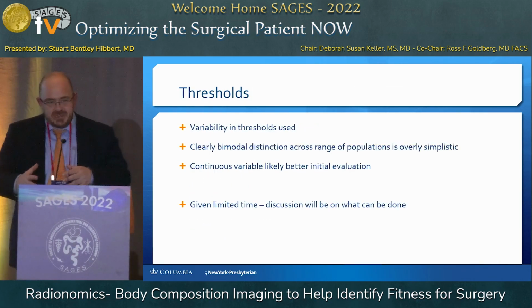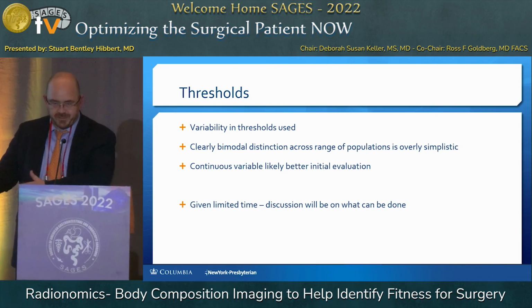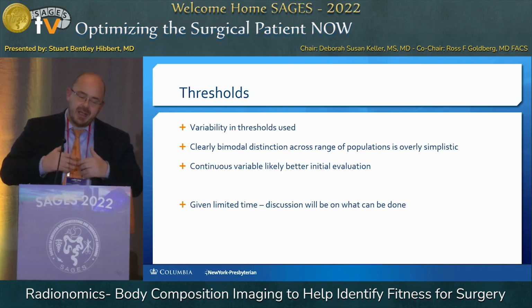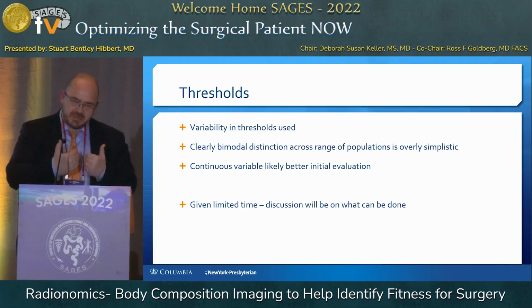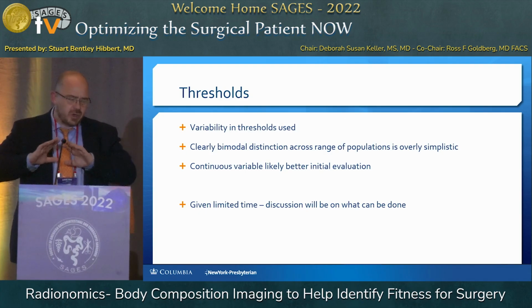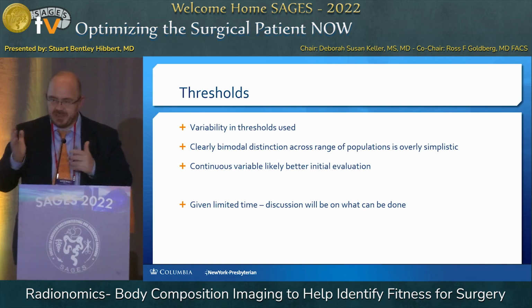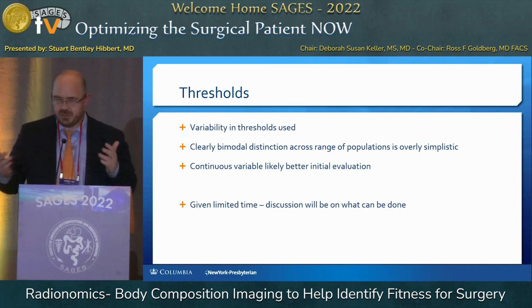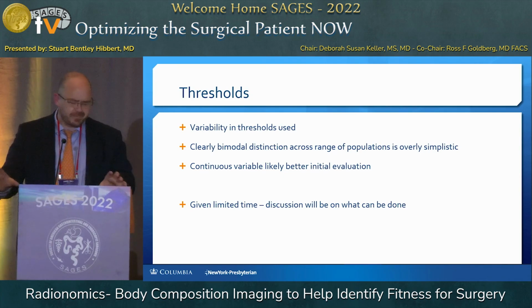So a lot of papers have used thresholds. What is sarcopenia? What is too much visceral fat? What is too little visceral fat? What's too chubby? What's too weak? Every study has different criteria. And even the same study looking at the same patients has changed their criteria as they've gone along. So I'm going to skip what the actual thresholds they have used, because a pancreatic surgeon may think a different threshold than a colon surgeon and so forth. It's better to think of it as a continuous variable.